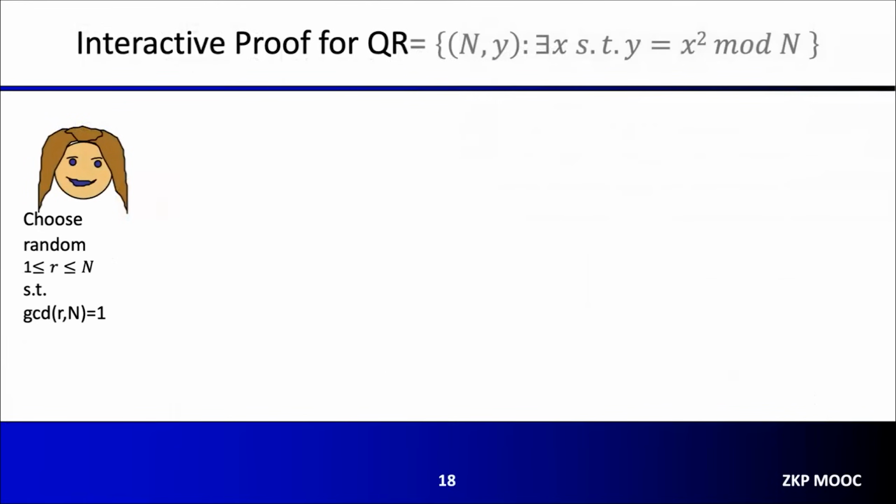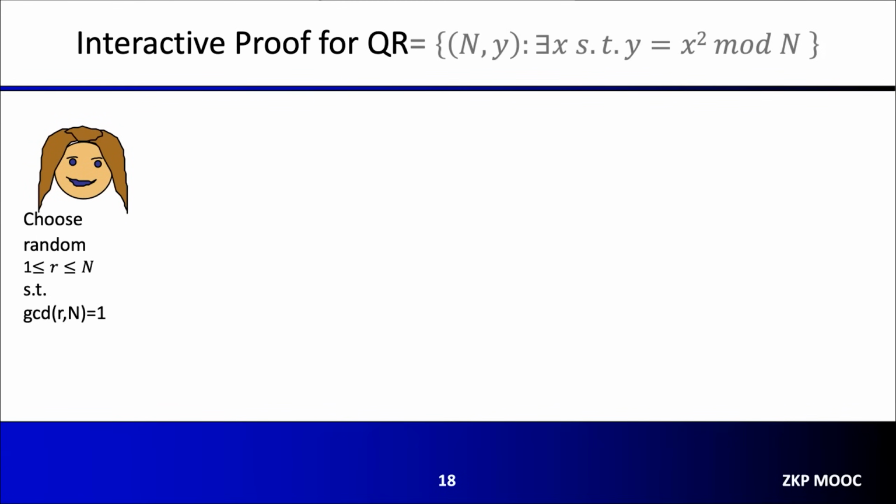So the next example is the example that we started with. The input to the prover and verifier is a pair n and y, such that there exists an x such that y is equal to x squared mod n. Or is it? The prover is trying to convince the verifier that indeed this pair n, y is a member of the QR language, the quadratic residues language, those y's such that y equals x squared mod n for some x. How would you convince the verifier of this without giving him a square root?